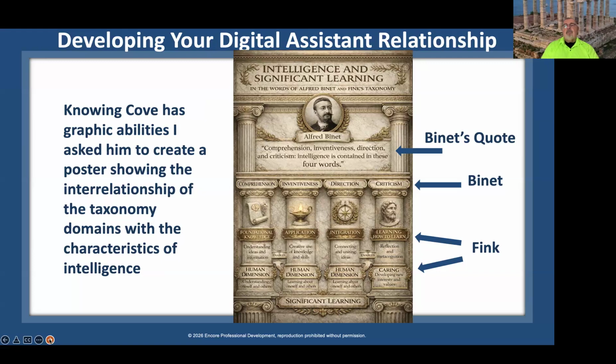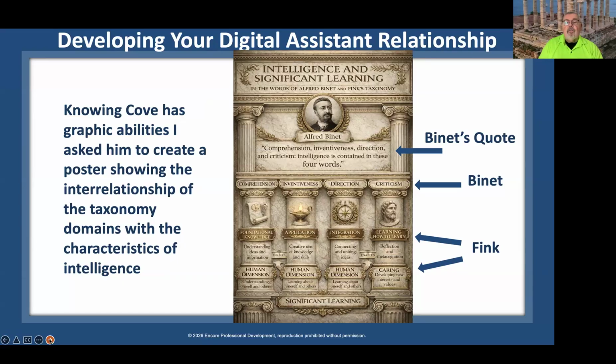And I thought this was very interesting to see, something I could share in a course I was teaching, something I could share in a presentation. But here he put in Binet's quote. He put in the 4 words that Binet had to talk about intelligence. And then in the bottom, he put the pillars talking about Fink's taxonomy.